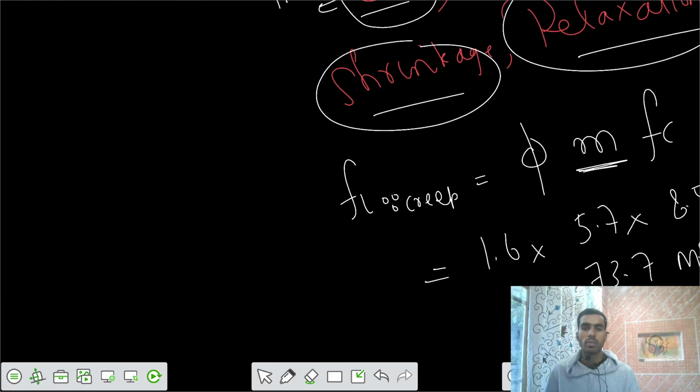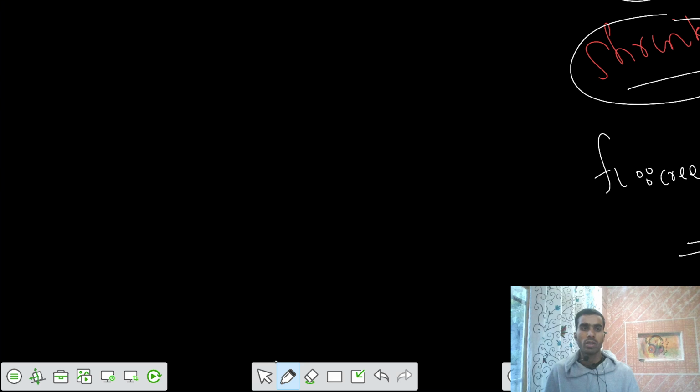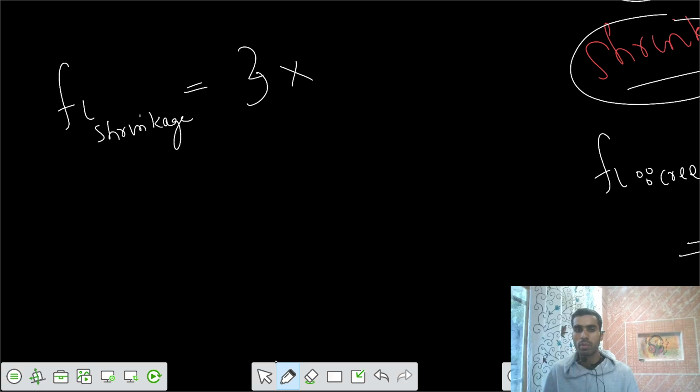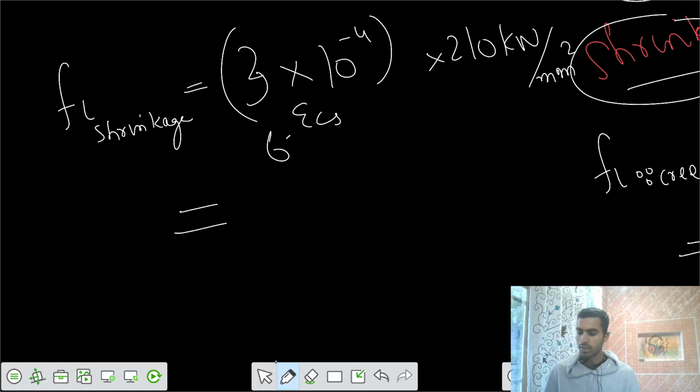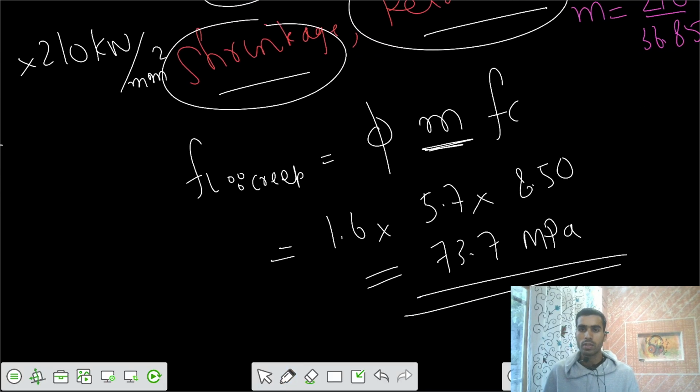Third one is because of the shrinkage. There is loss of stress because of the shrinkage. What is the equation for that? If the beam is a pretension beam, we have the strain ECS into the modulus of elasticity, that is 210 kilonewton per millimeter square. So this is the equation for that. So that is 63 megapascals. So the final loss is there.